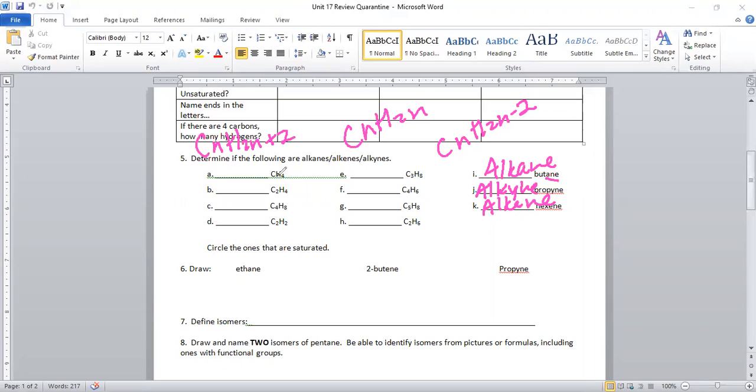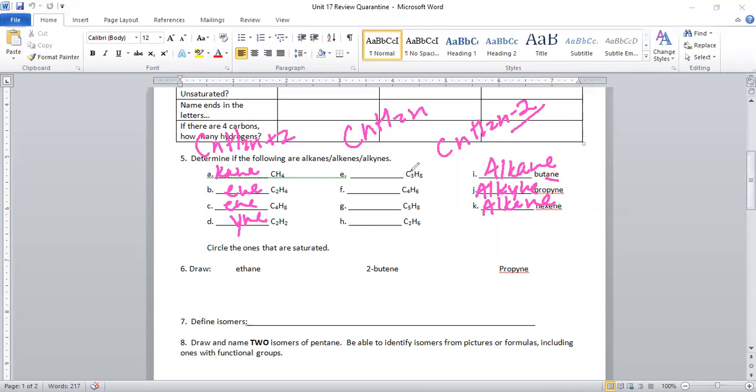CH4. So 1 times 2 is 2. And since you have 4, you've added 2. So this is an alkane. I'm just going to write ANE. 2 times 2 is 4. So that means you have an alkene. 4 times 2 is 8. So that means you have an alkene. 2 times 2 is 4. So to get 2, I have to subtract 2. So this is an alkyne.